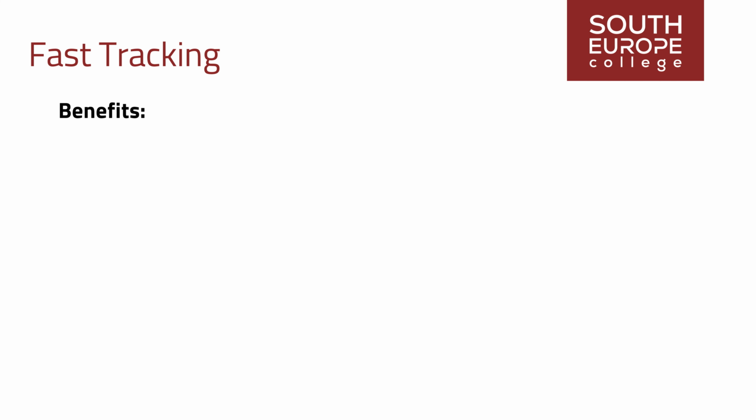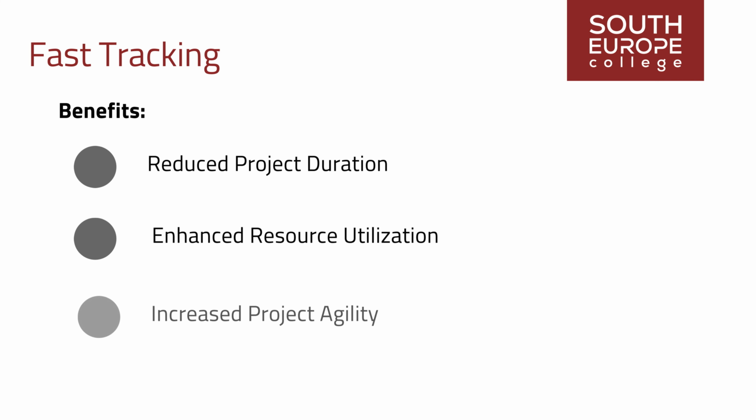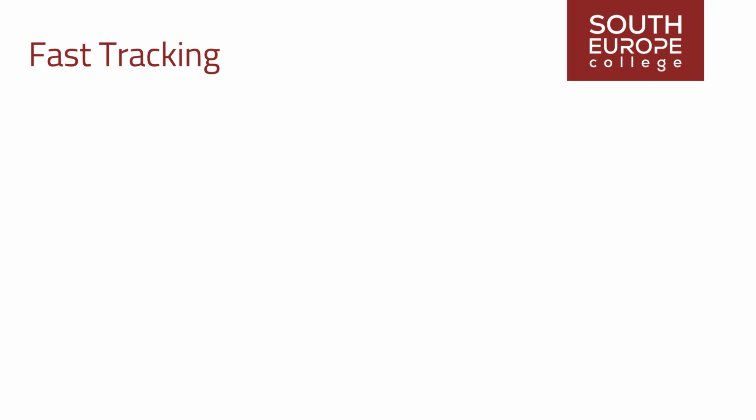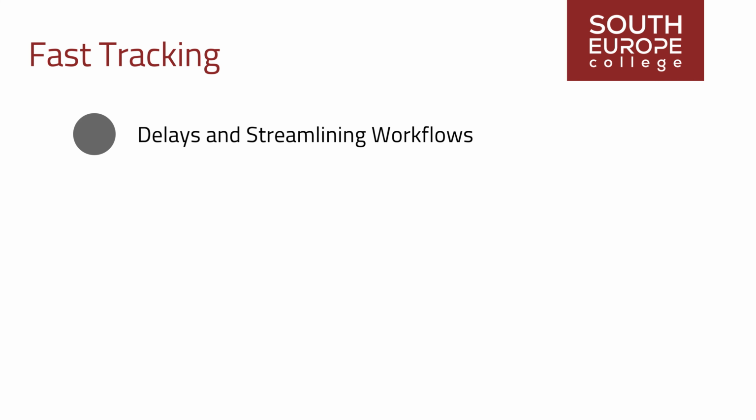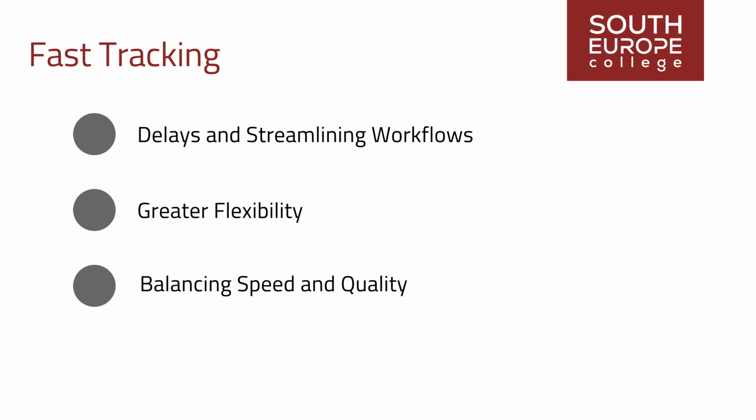Fast tracking offers several benefits, including reduced project duration, enhanced resource utilization, and increased project agility. Organizations can respond more effectively to changing market conditions and stakeholder demands by eliminating unnecessary delays and streamlining workflows. Additionally, fast tracking allows for greater flexibility in project execution, enabling teams to adapt quickly to unexpected challenges or opportunities. However, it's essential to balance speed and quality to ensure that fast-tracked activities do not compromise project deliverables or long-term success.